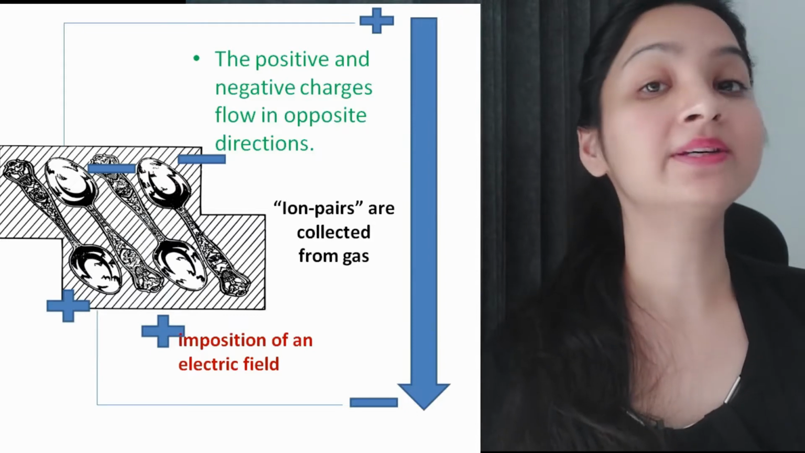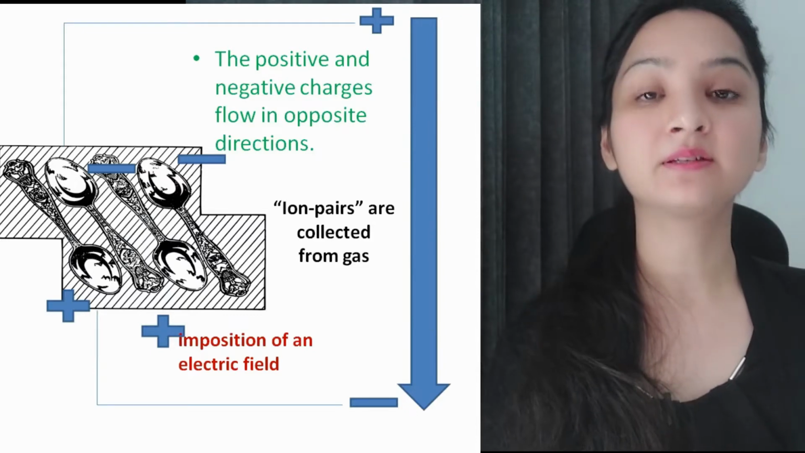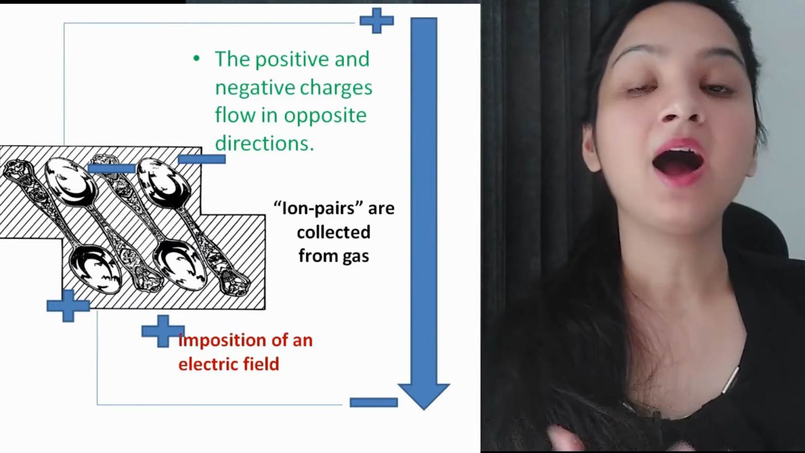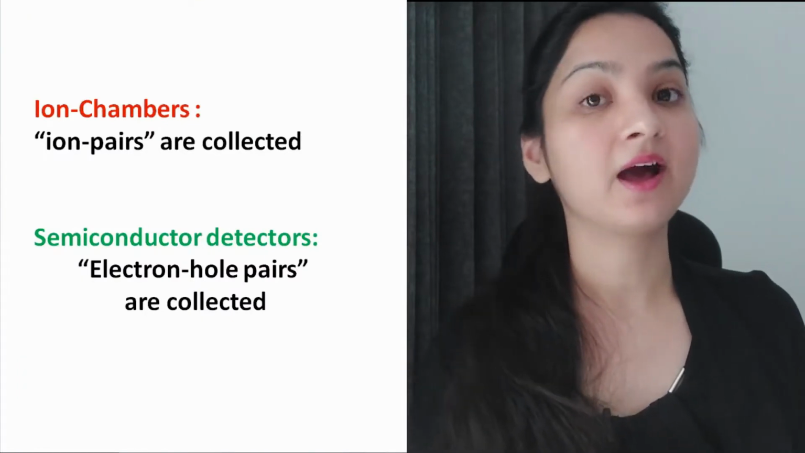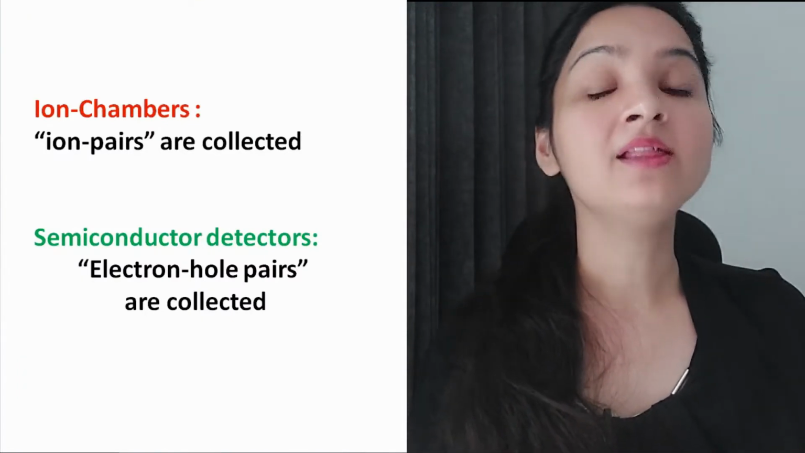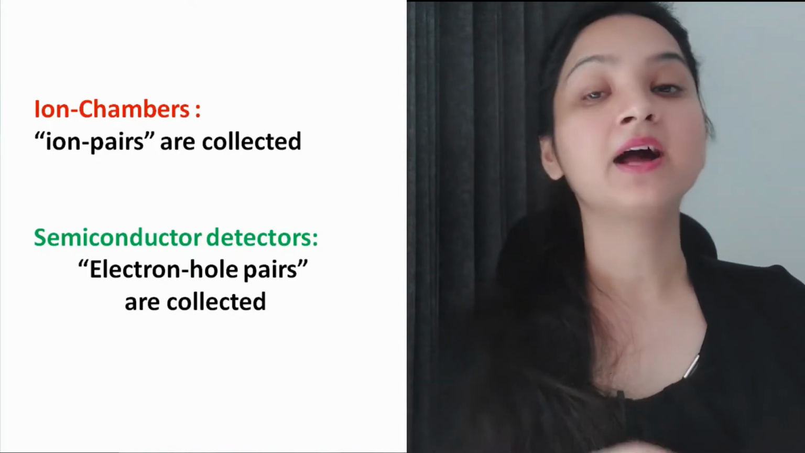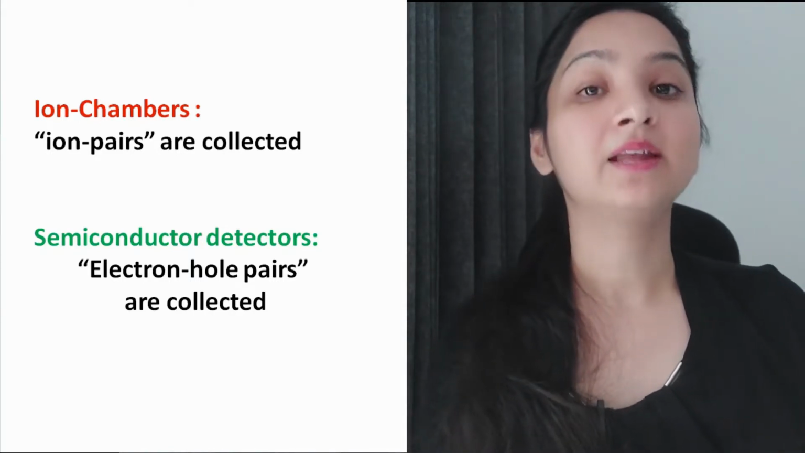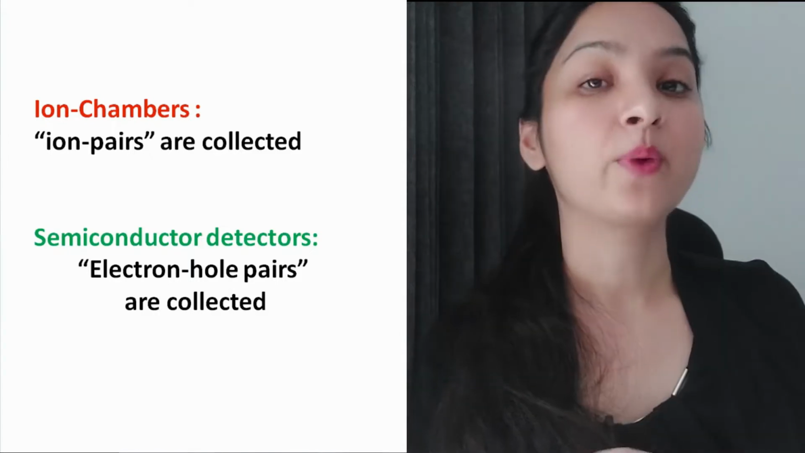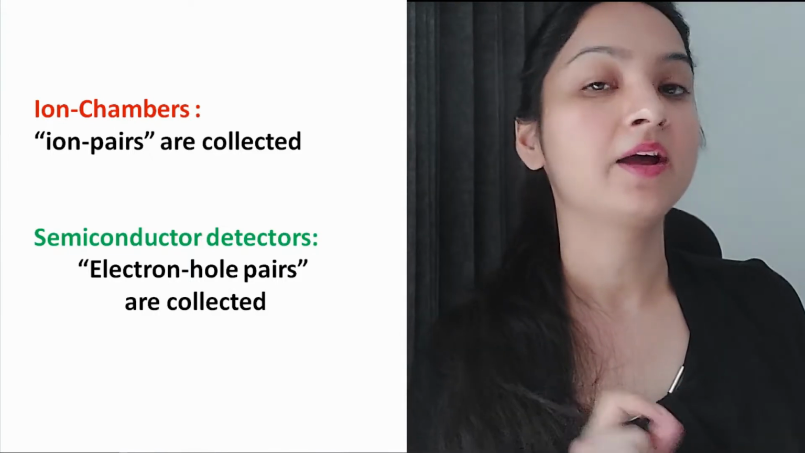Now it is to be noted that I am repeatedly using the term ion pairs. Ion pairs are collected in ionization chambers, while when you talk about semiconductor diode detectors, there I'll be using the term electron hole pairs. So right now we are talking about ion pairs.